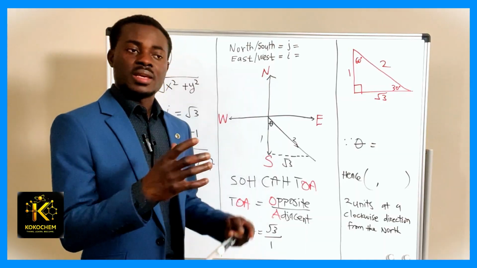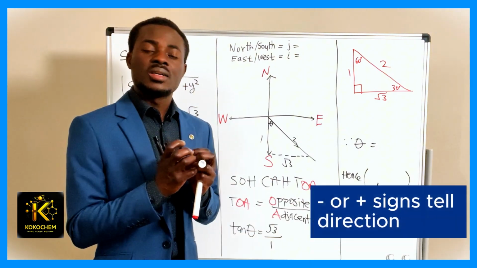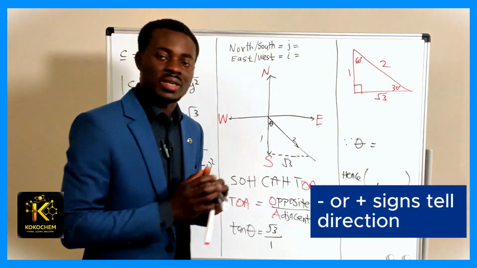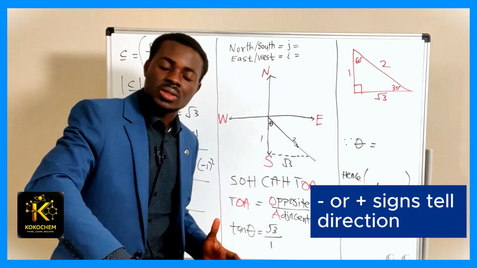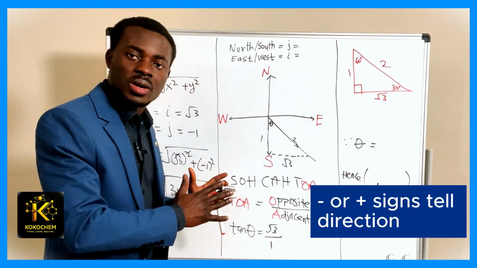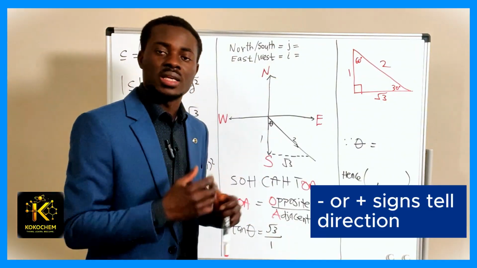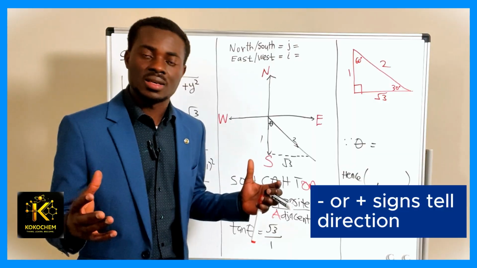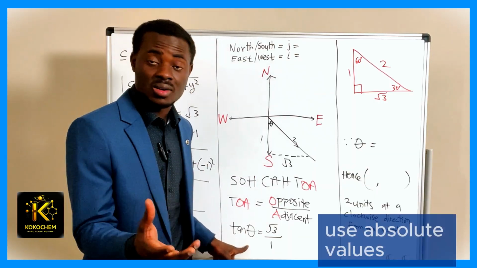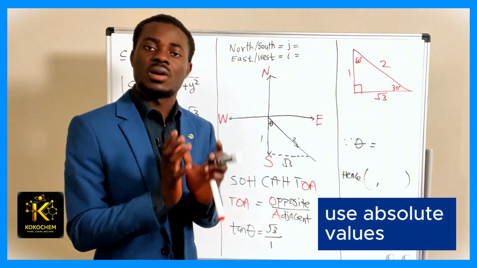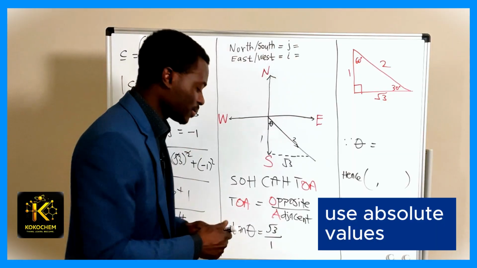Okay? The negative and the positive signs are only there to tell us the direction of the vector. Is the vector moving up to the north, moving down to the south, to the left, west, or to the right, which is east? That is the purpose of these negative and positive signs. But when it comes to calculating the theta, or the angle, we are only concerned about the absolute value. Okay? That was a good question.